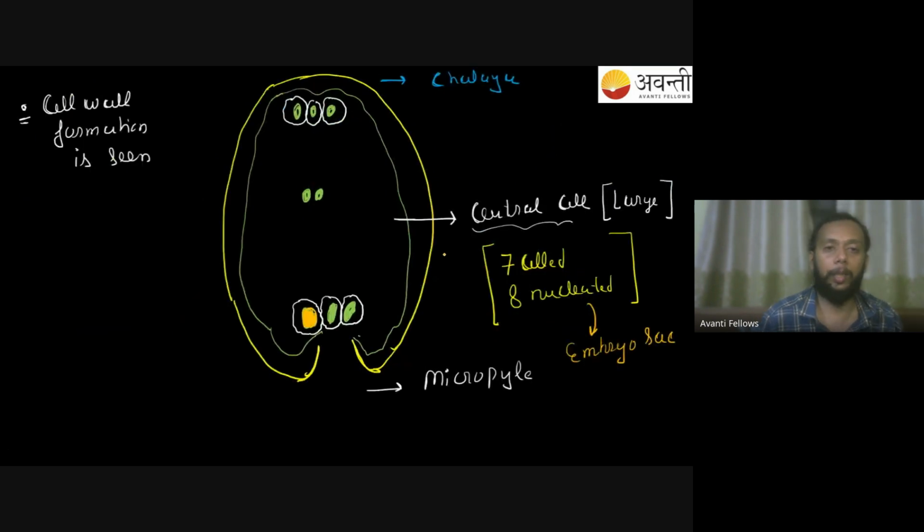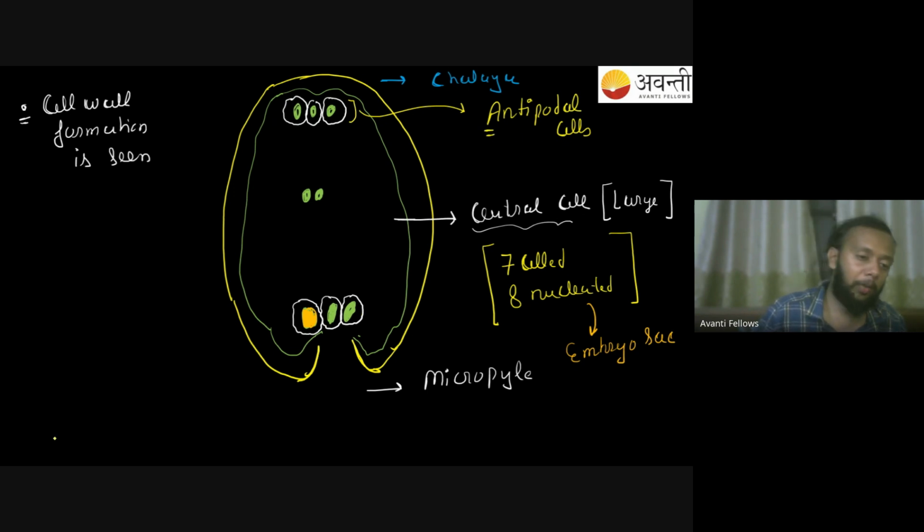So that is something you will find happening over here. This is what you get to see. Now the 3 cells at the chalazal end, the 3 cells you are getting to see in the chalazal end, these 3 cells have a name and they are called my antipodal cells. That is something you have to know.